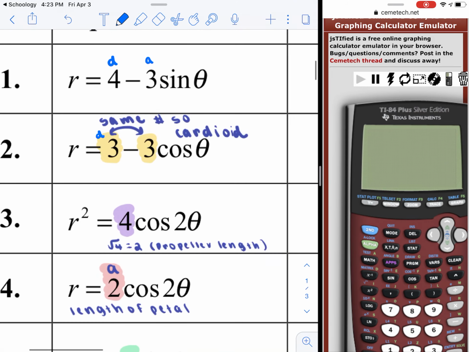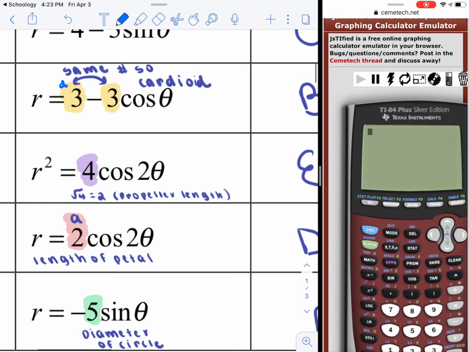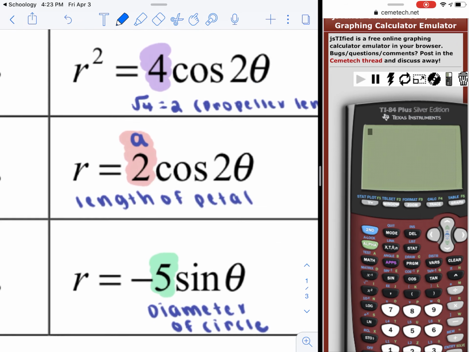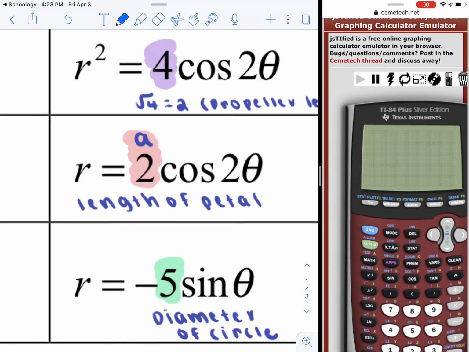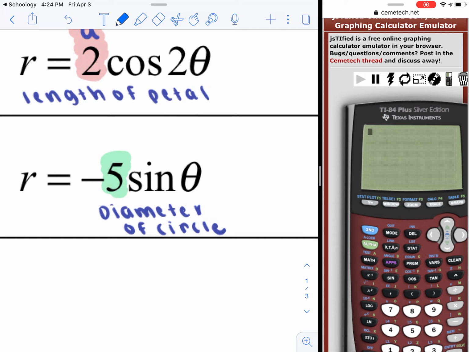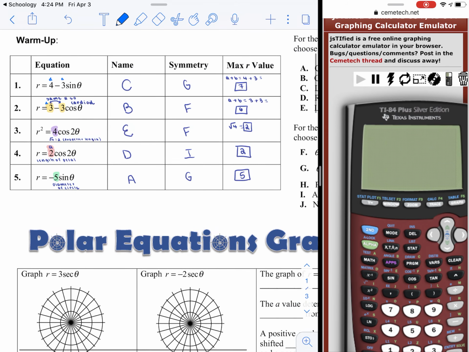Now, with the lemniscates, you will see that when you take the square root of that number, that tells you how far out you go in any one direction. We call that the propeller length. With the roses, notice that this number right here in front tells you the length of the petal, which would give you that maximum R value. And then with circles, since this represents the diameter, with the center being at the pole, obviously you're going to see that that's going to give you that maximum R value. So let me know if you have any questions on that.